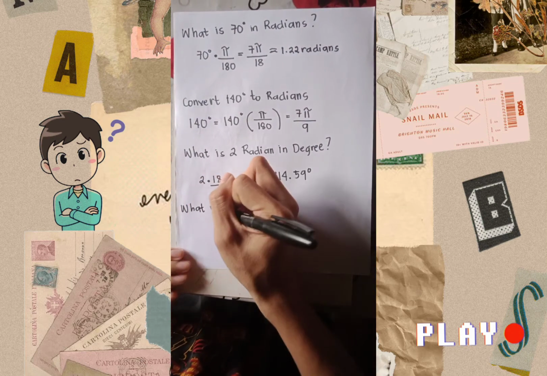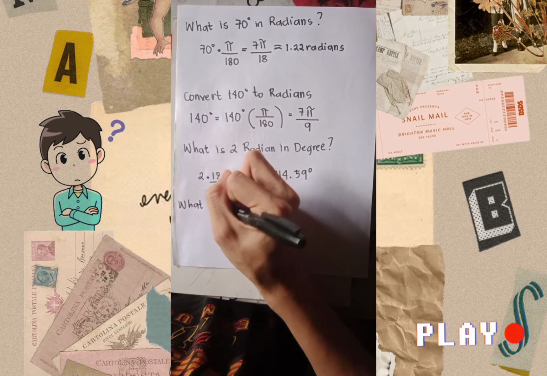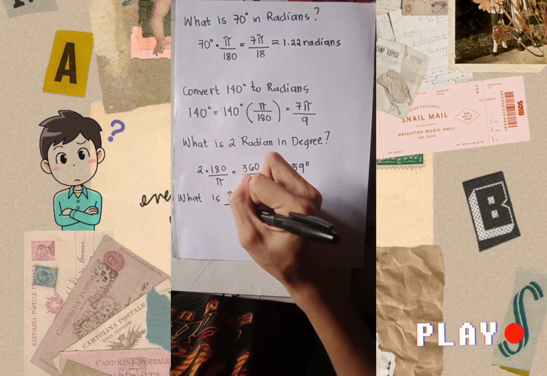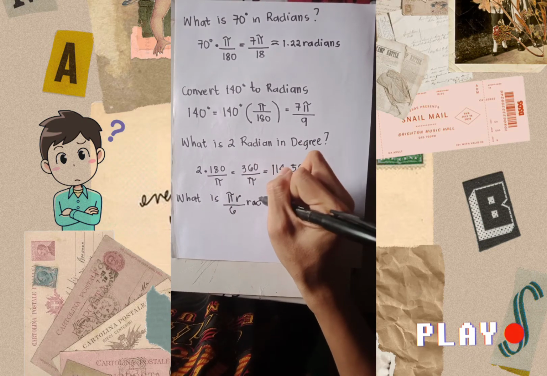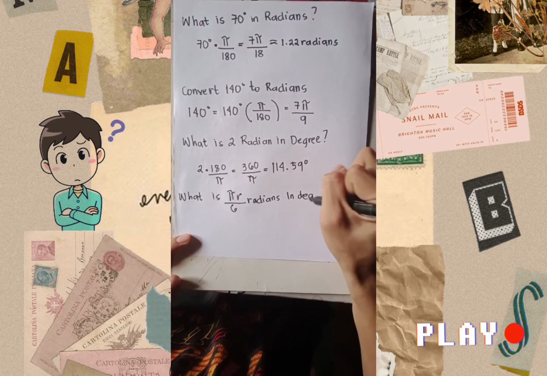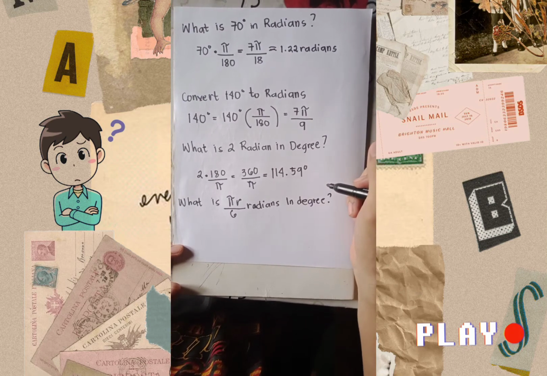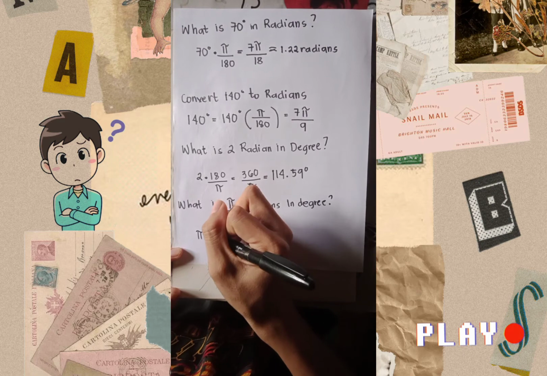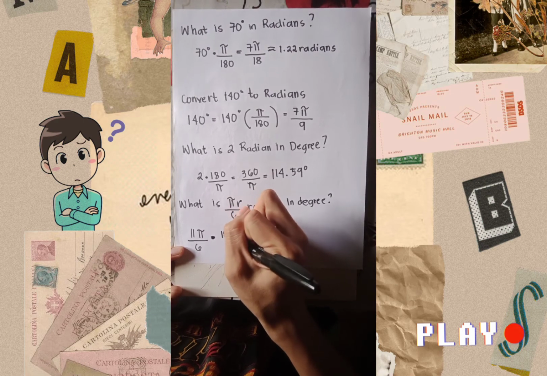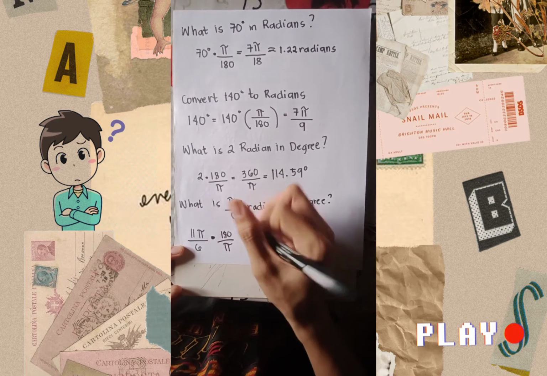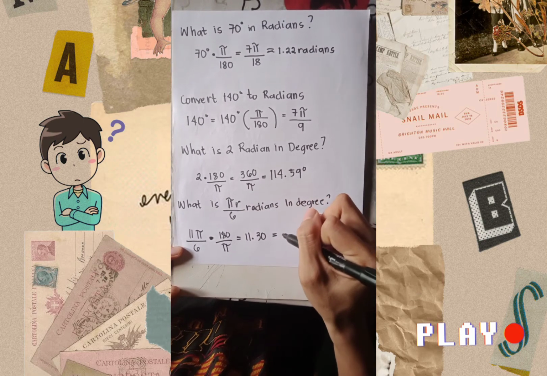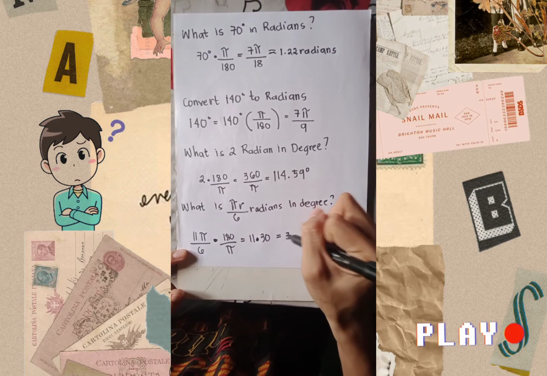So our last example is, what is 11 pi over 6 radians? To change this radian measure to degrees, we multiply 11 pi over 6 times 180 over pi. 11 times 30 is equal to 330 degrees.